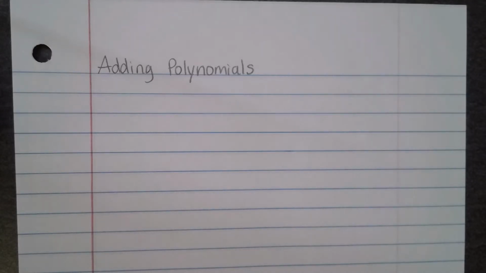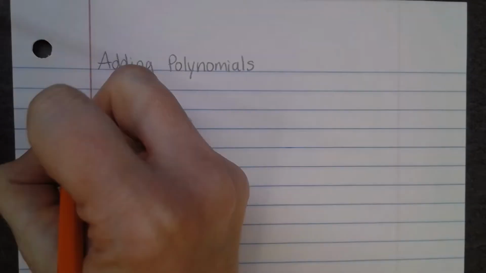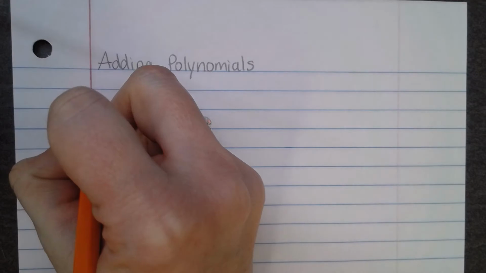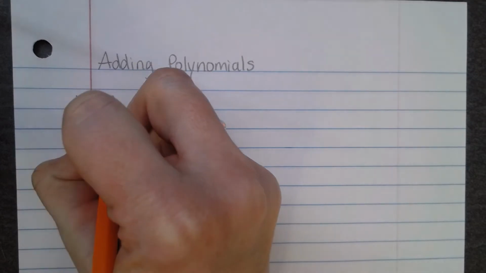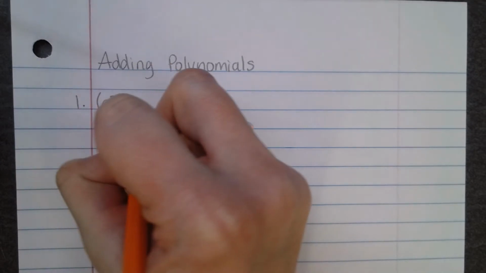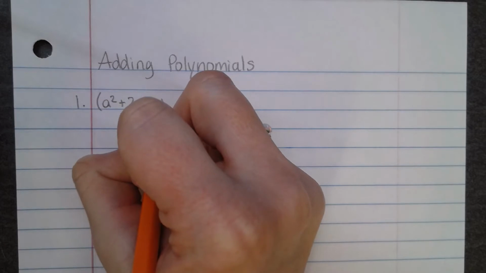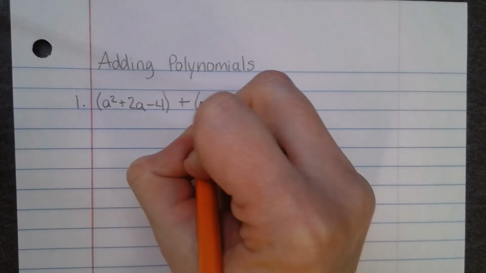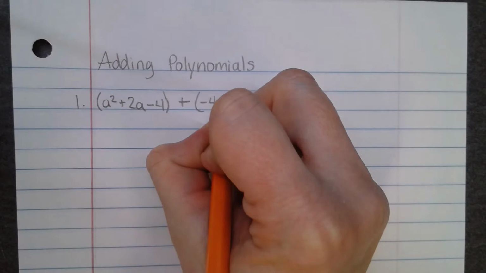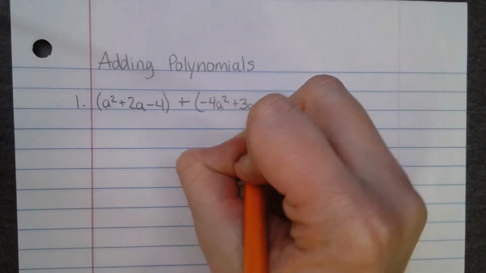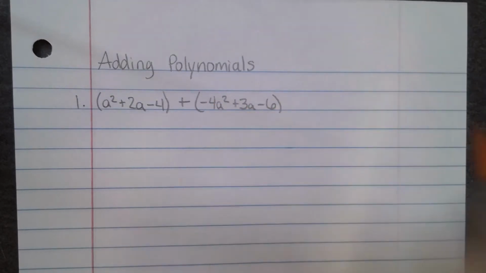In this lesson, we will be adding polynomials. Let's go ahead and look at our first example. We have a squared plus 2a minus 4, and we're going to add that with negative 4a squared plus 3a minus 6. So these are polynomials.